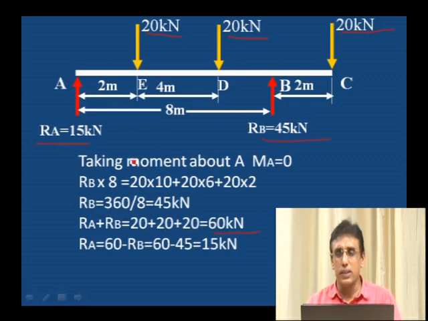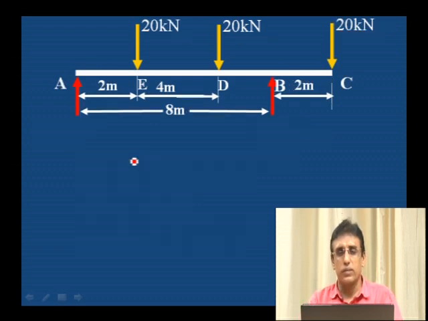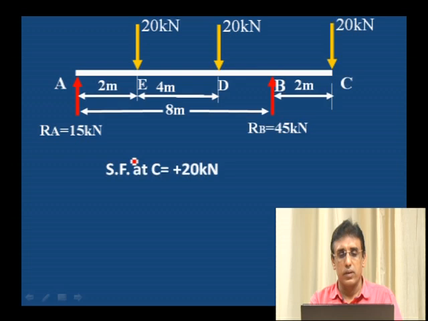By having the reactions, we can calculate the shear force. Shear force at C. Now see, this is the extended portion. There is only one load acting, 20 kilonewton. That is why it is plus 20 kilonewton shear force at C.